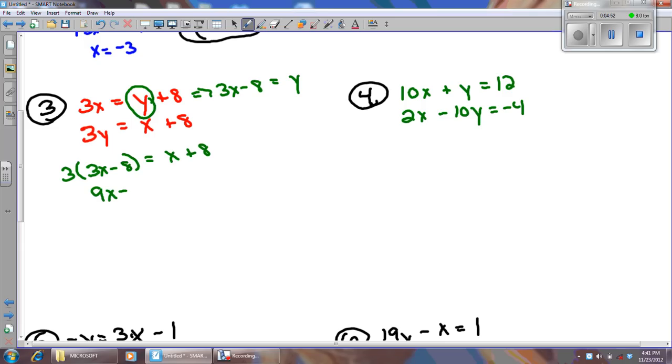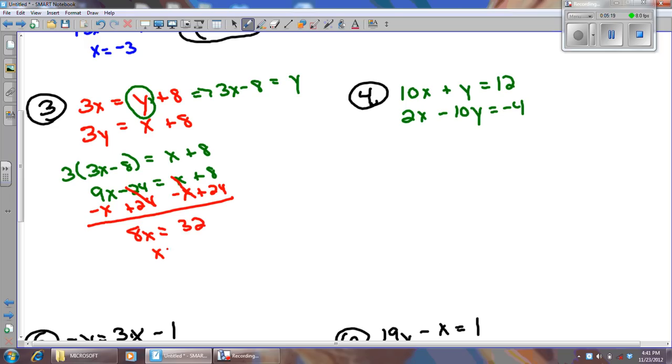Distributing, I'll get 9x minus 24 equals x plus 8. I'll subtract x from both sides. I'll add 24 to both sides. And I will get, see, those will cancel, 8x on the left. Right hand side is going to be 32. X must equal 4.